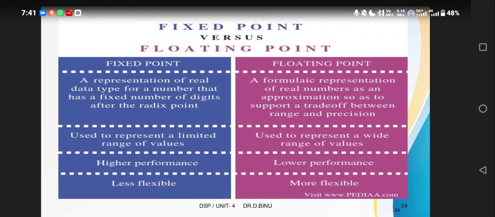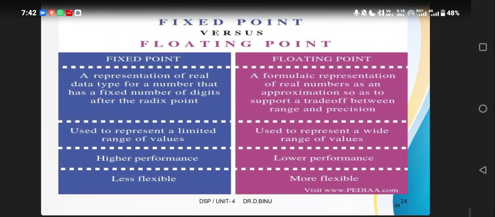This table represents the fixed point and floating point number representation differences. Fixed point is a representation of a real data type for a number that has a fixed number of digits after the reference point. But floating point represents real numbers as an approximation to support the trade-off between range and precision. Fixed point has higher performance, floating point has lower performance. Fixed point is less flexible, floating point is more flexible.